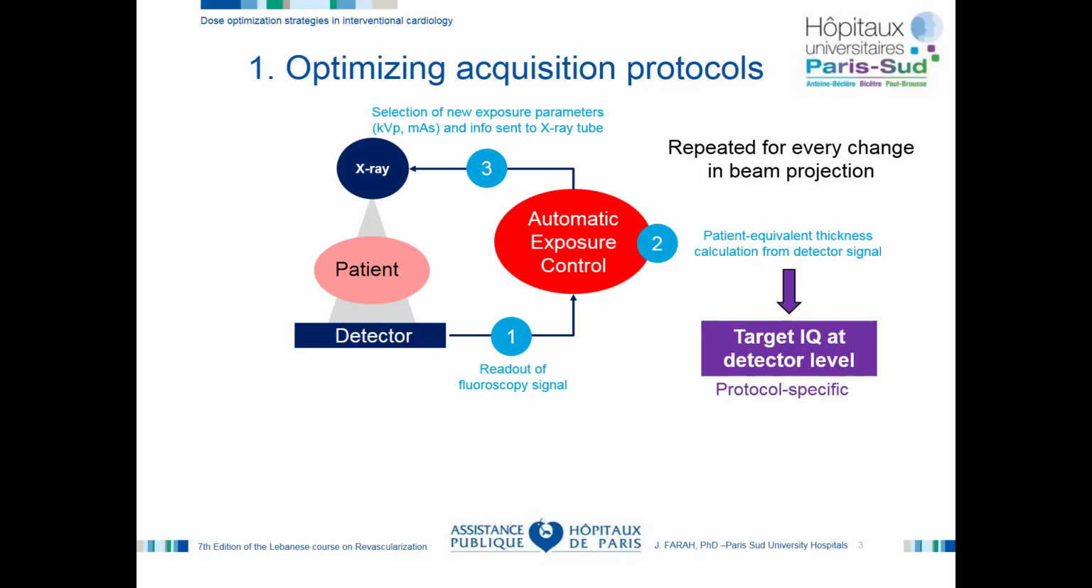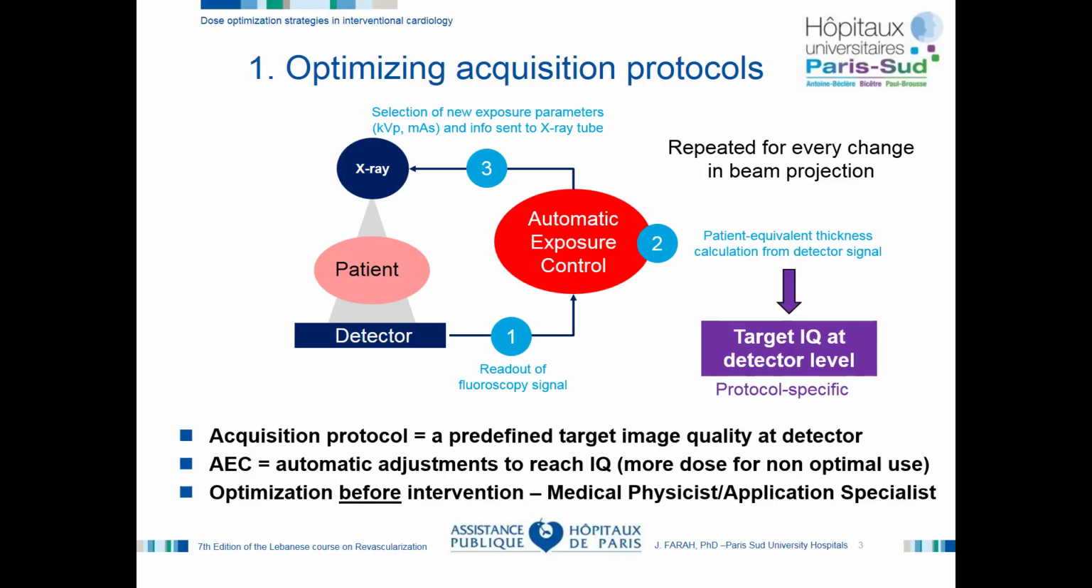So, if you want to summarize what an acquisition protocol means, an acquisition protocol is a predefined target image quality at the detector level. It's also a system called AEC, which automatically adjusts the acquisition parameters to reach the target image quality. Here I want to insist on one thing. If you are not using the system optimally, let's say you're putting the detector far away from the patient, the automatic exposure control will send much more radiation to meet the target image quality. So you could end up with 2-3 times more dose just because you've put the detector far from the patient.